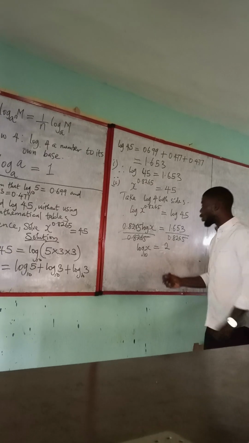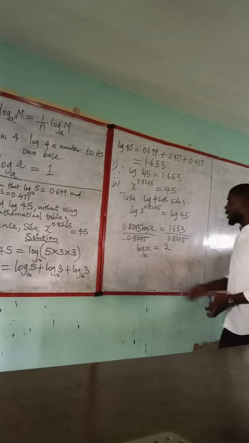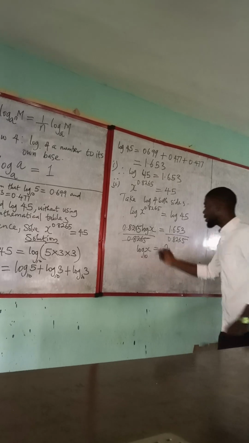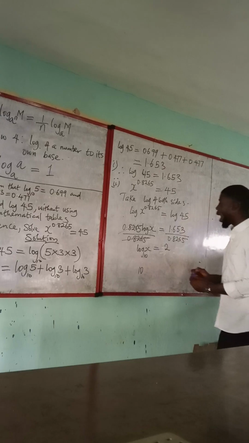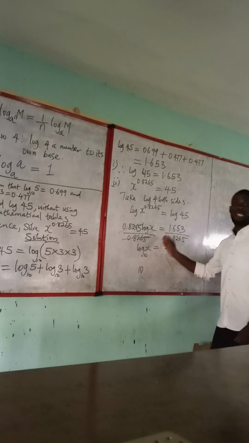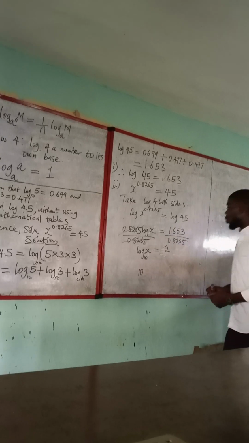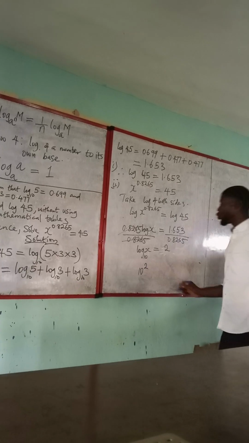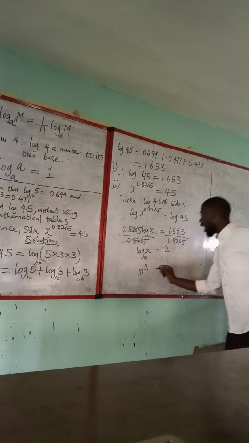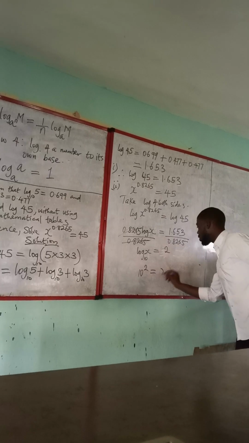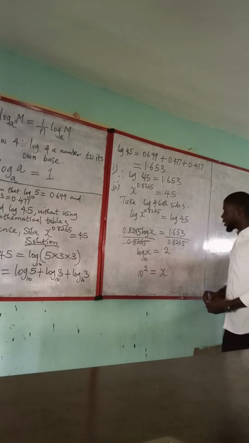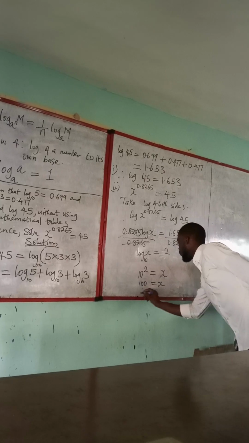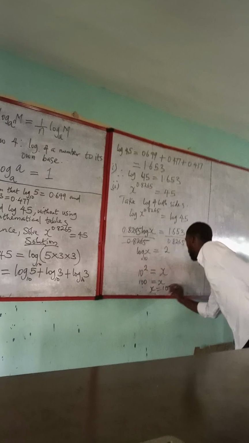What's the corresponding index form of this equation? The base of the logarithm will also be the base of the indices. In this case, the base is 10. While the answer to the logarithm, which is the right hand side, will be the power of the indices. So the power is going to be 2. And it will be equal to the logarithm number itself, x. What is 10 raised to the power 2? This is 100, which is equal to x. Therefore, we can say that x is equal to 100.